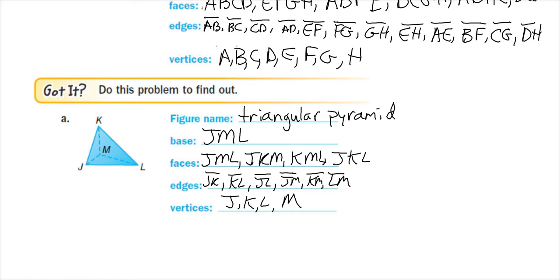Okay? All right, so again, I know this is kind of time consuming. It's just one of those things that we have to go through. I know it's not hard, it just takes a little while. So take your time. We named the figure by its base. In this case, it was a triangle, so triangular pyramid. The base, we just pick one. I used to use the bottom. Then the faces are all the sides, the edges are where the walls meet, and the vertices are the sharp corners. Okay, let's take a look at the next part.